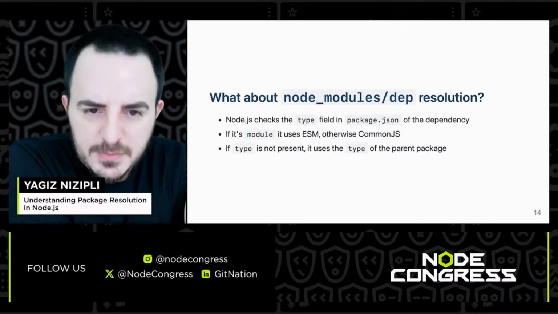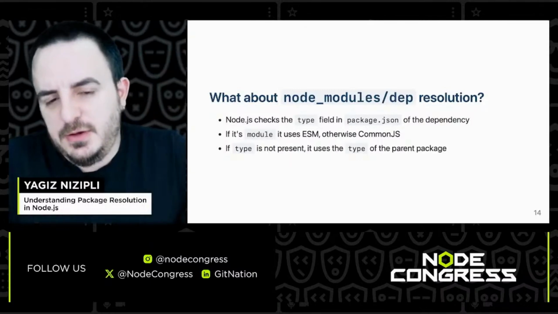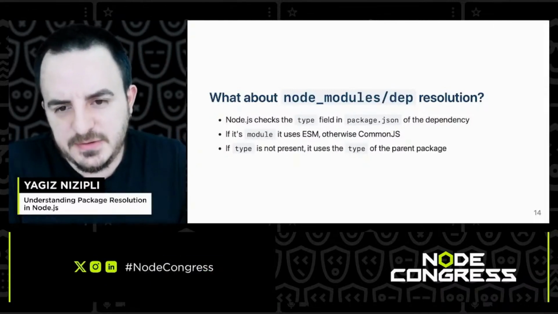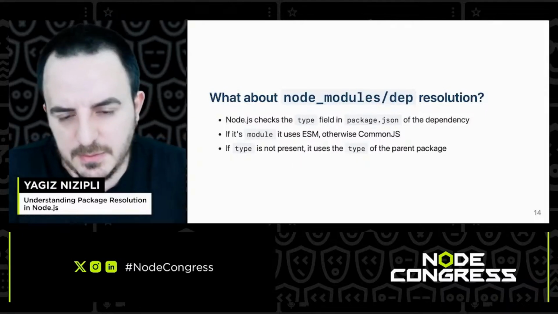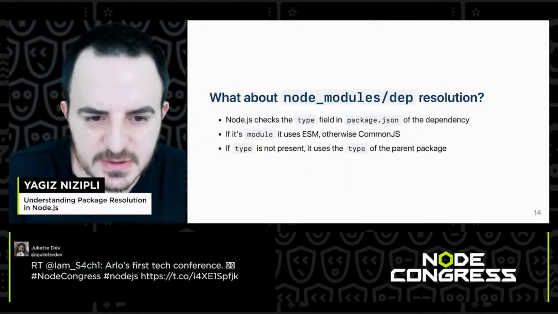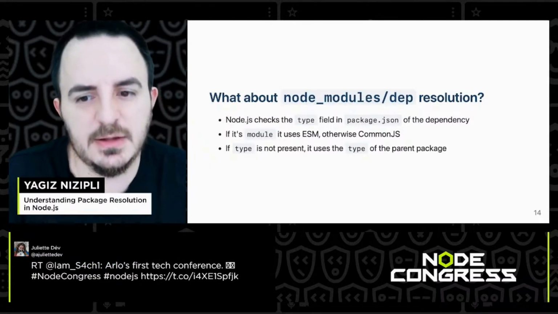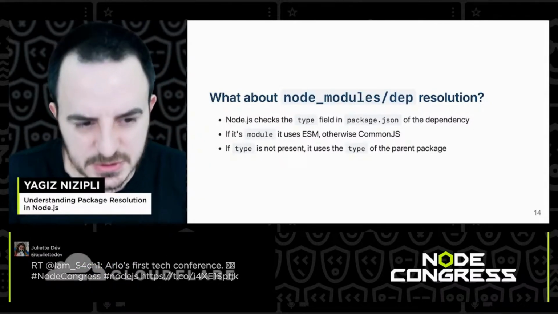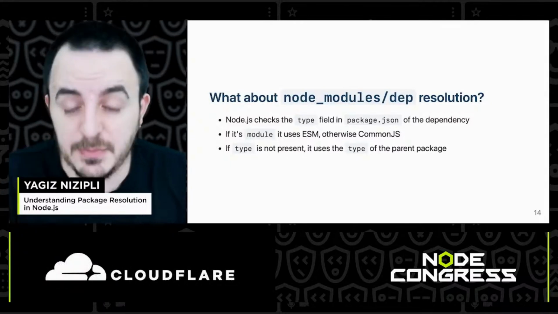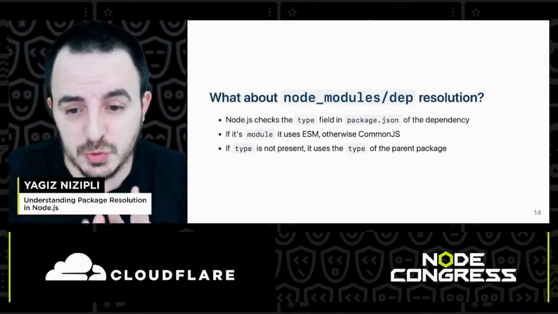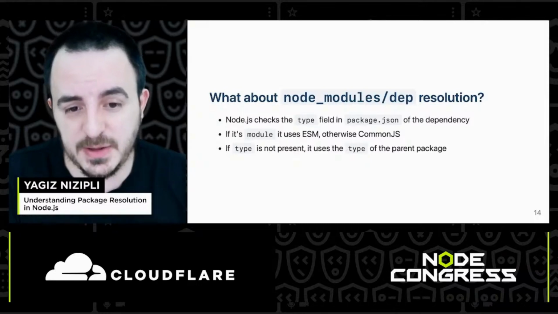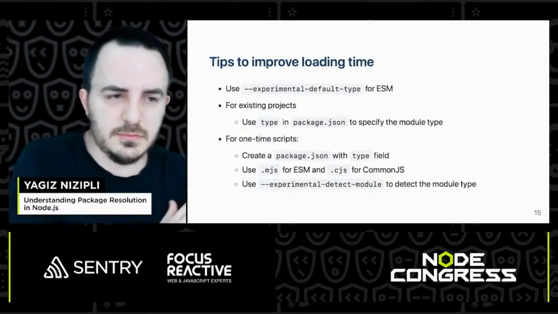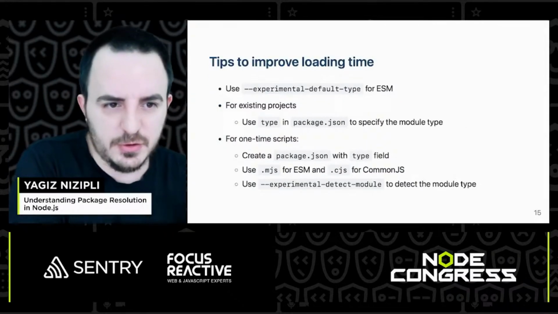So what about Node.js module dependency resolution? Like if you have in node_modules a package inside your dependency list and it's implemented in either CommonJS or ESM. So Node.js checks the type field in the package.json of the dependency. If it's module, it uses ESM, otherwise CommonJS. If type is not present, it uses the type of the parent package, which is the root package that our project's package.json contains.